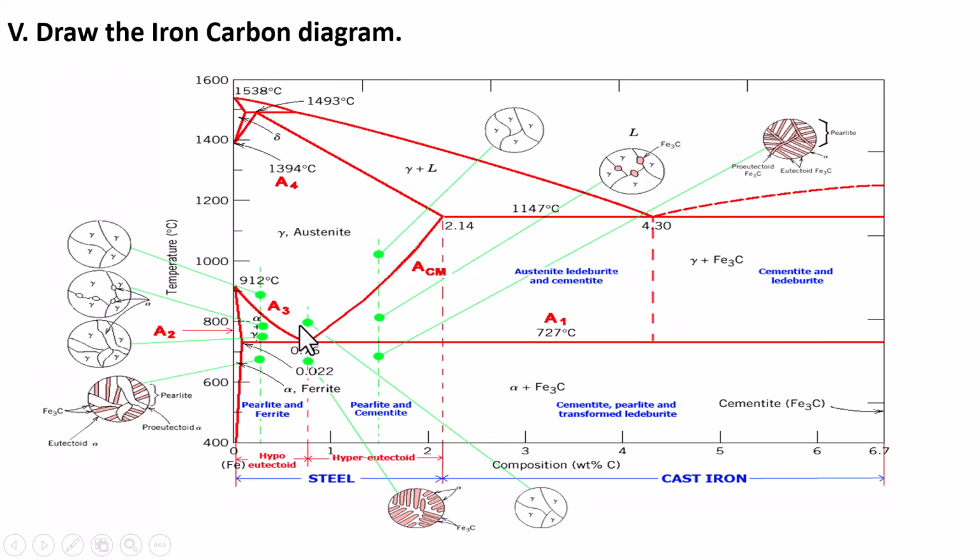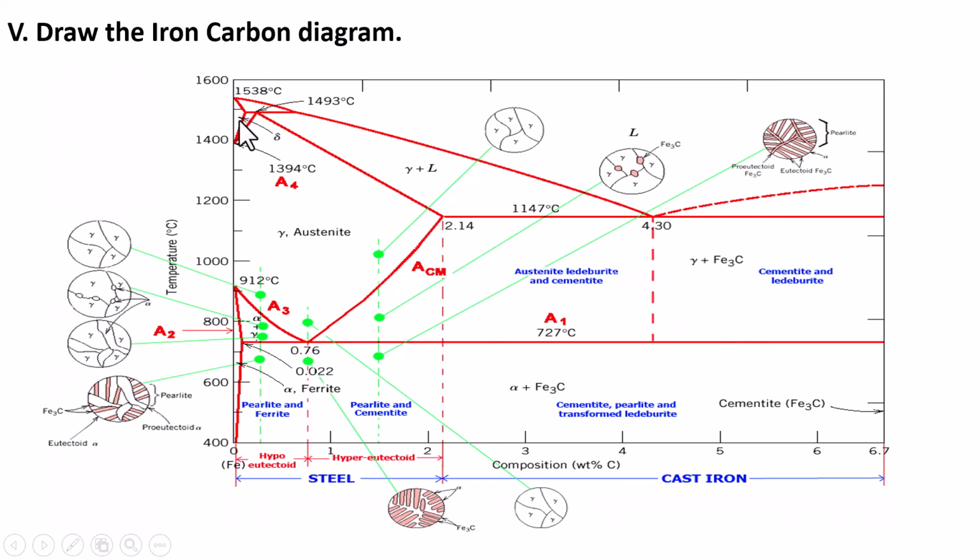This is a eutectoid point. And here one more point is there. That is called the peritectic point. From this region you can see the delta plus liquid region. After the peritectic reaction it becomes austenite, a single solid. From the solid and liquid phase to a single solid, that is called a peritectic reaction.